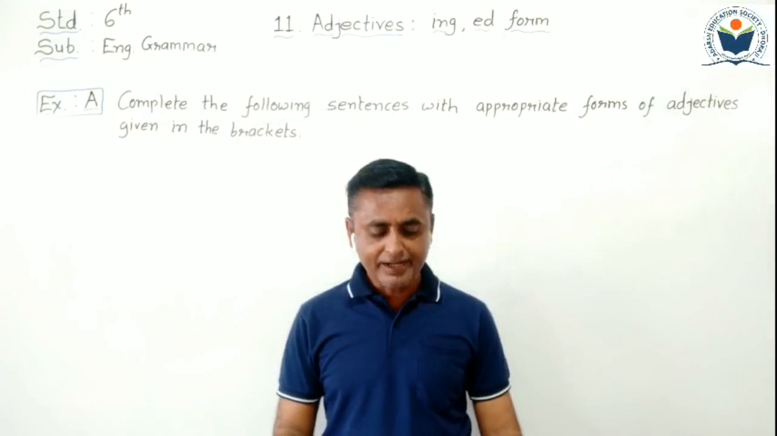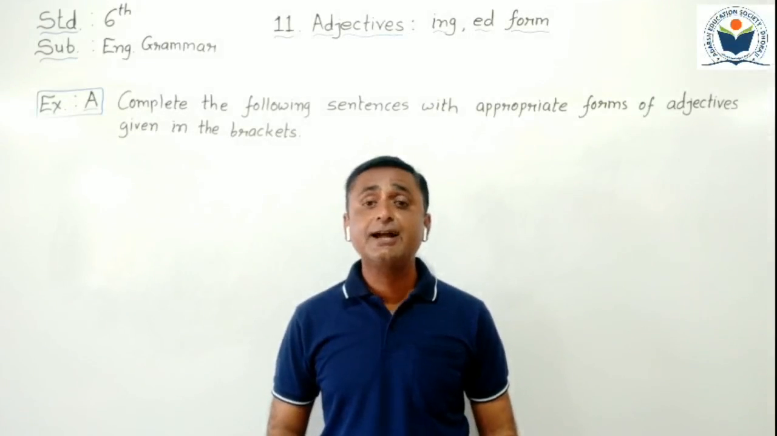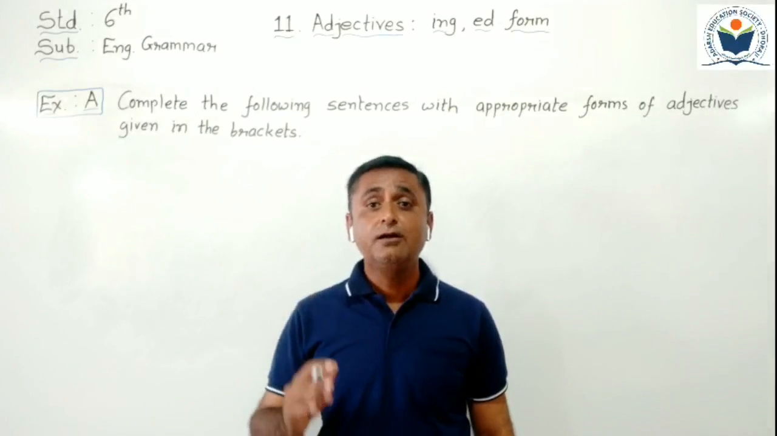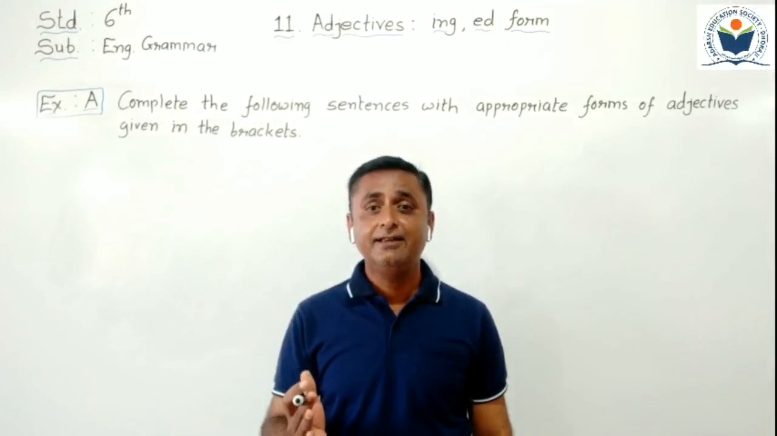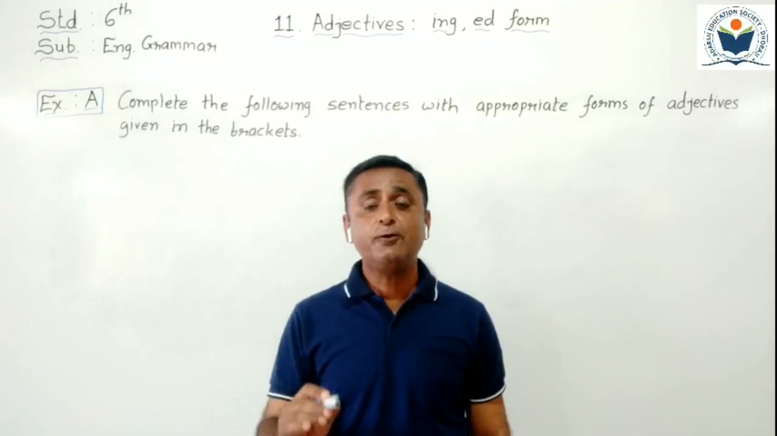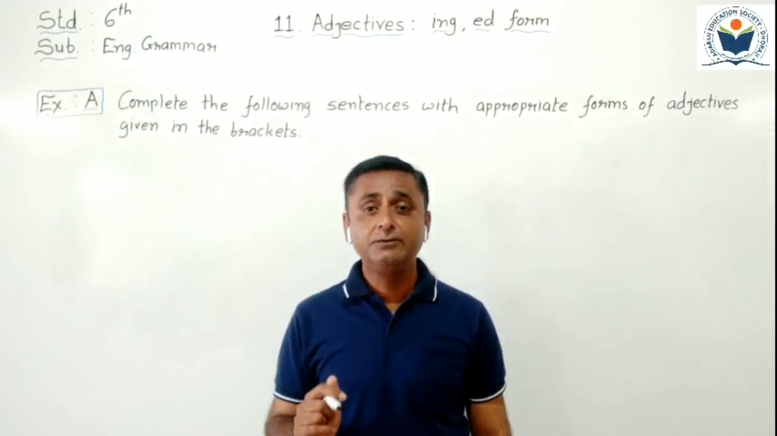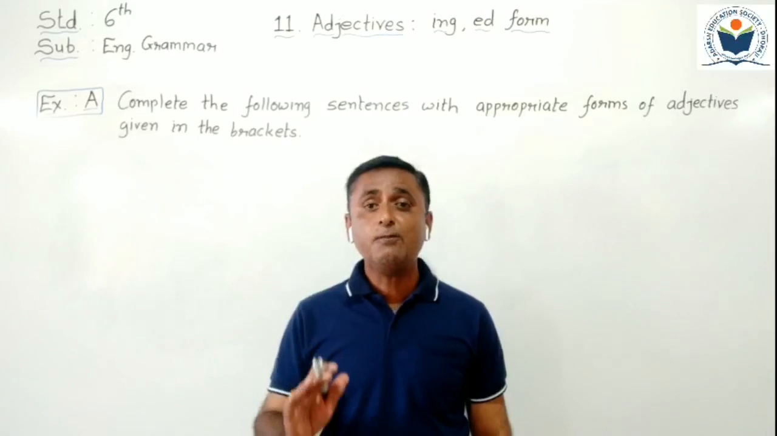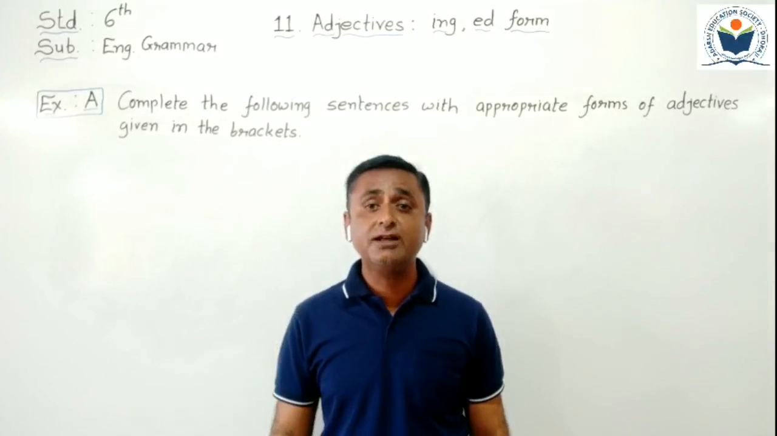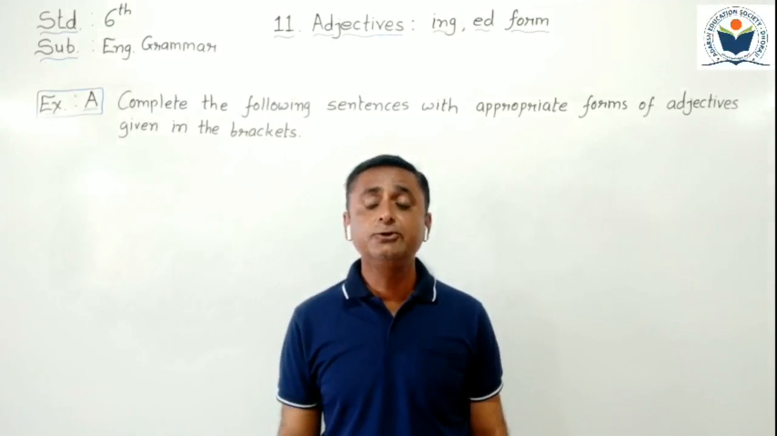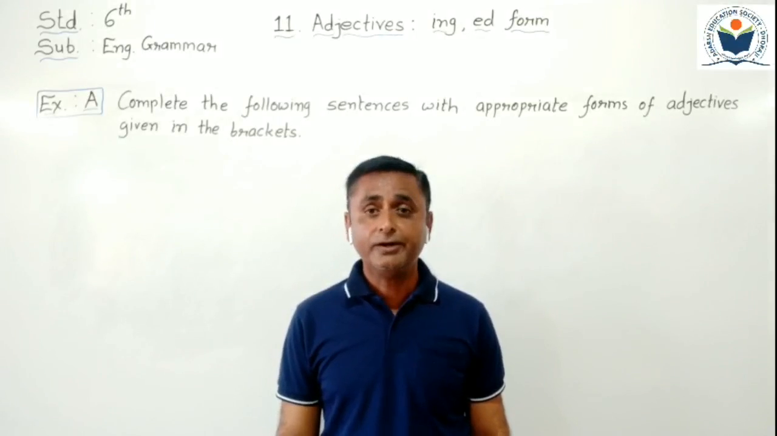Ing form of adjective is used to describe things. Whenever we have to describe anything, then we have to use ing form of adjectives. And on the other side, ed form is used to describe emotions and feelings. Whenever we talk about emotions and feelings, at that time we have to use ed form. Okay? Two things you have to keep in mind.